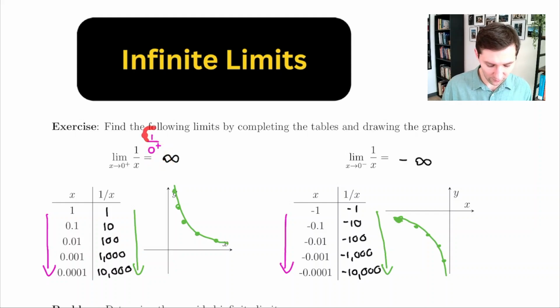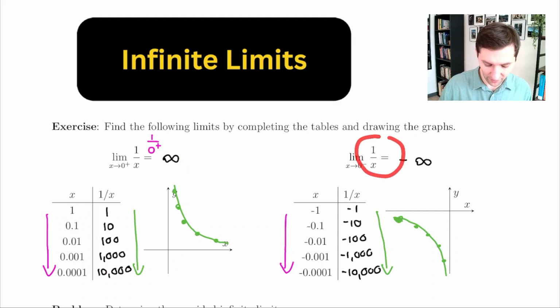Now, in the numerator I have a positive number. In the denominator I will also have positive numbers. A positive number divided by a positive number gives me a positive number. What's more, dividing by smaller and smaller numbers gives me bigger and bigger numbers. That's why I have positive infinity as the answer.